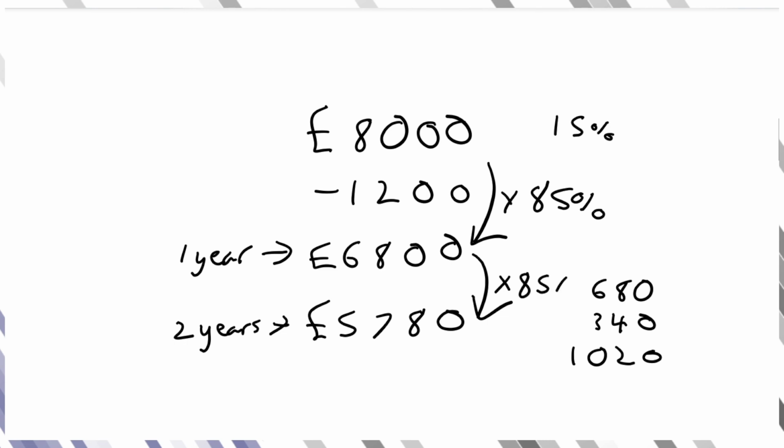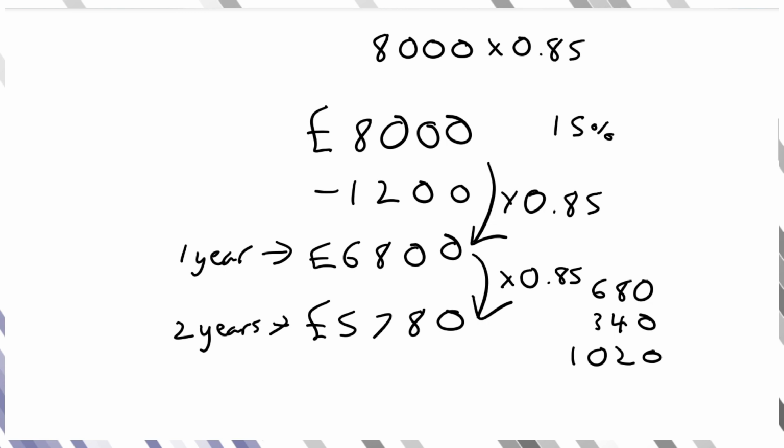Now we can do that on a calculator, just multiply by 85%, or we can change it to a decimal, that makes the job just a little bit easier, which would be 0.85. So to find out how much this £8,000 car will be worth after 5 years, we can just times it by 0.85 5 times, or we can do 8,000 times 0.85 to the power of 5. That means it's being multiplied by itself 5 times. So that will give us the value of the car after 5 years.